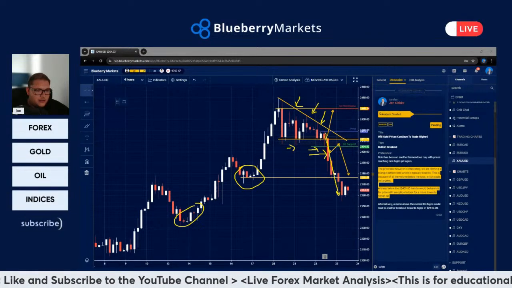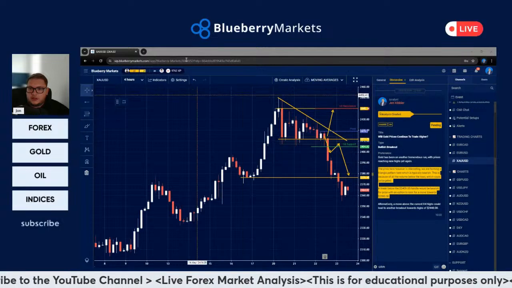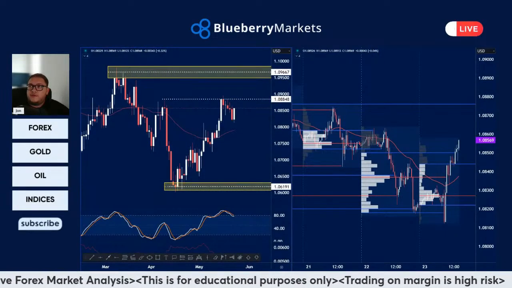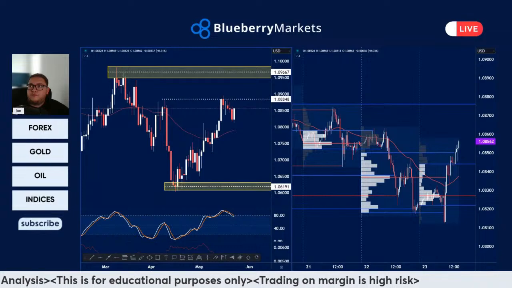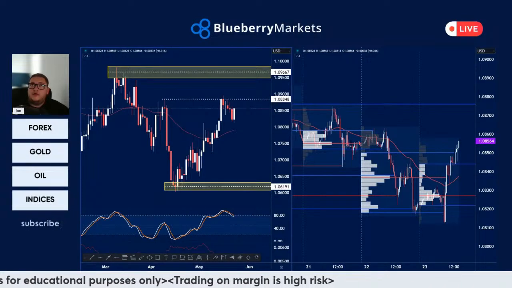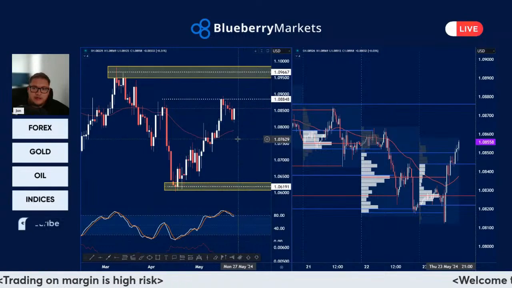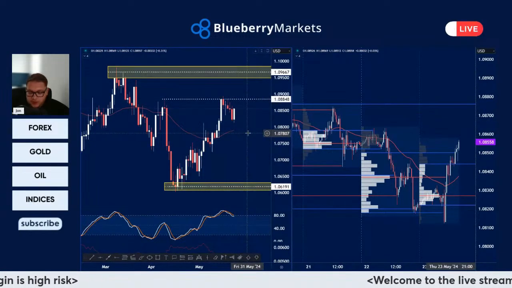We'll go take a look at gold in a little bit as well, just to give us an overview of what's going on in that market now. But just to let you know, there are other available markets to trade if you are a Blueberry Markets client, and numerous analysis that you can look at as well. So I'm on Euro US dollar here.